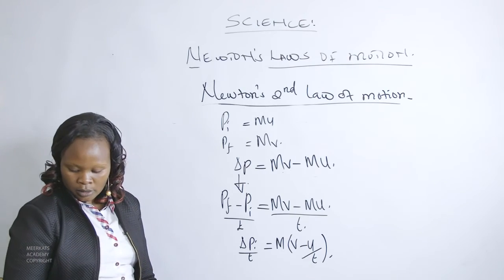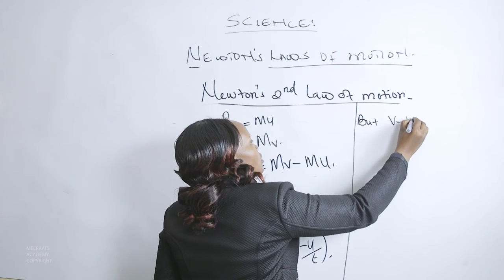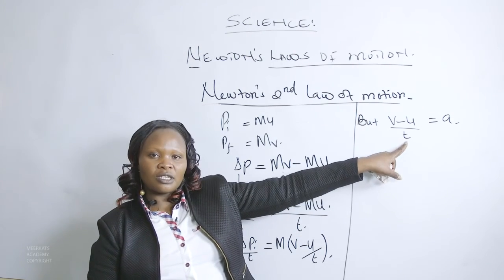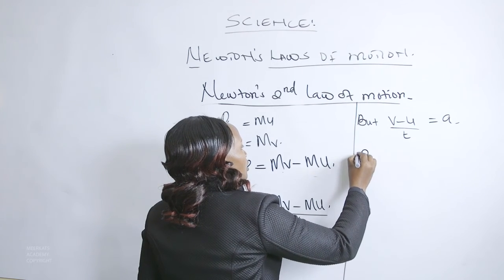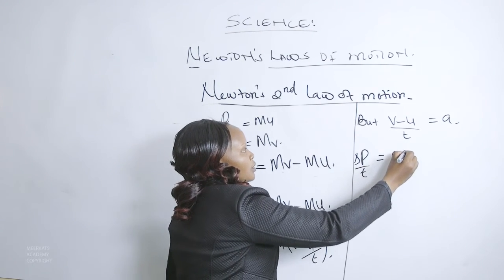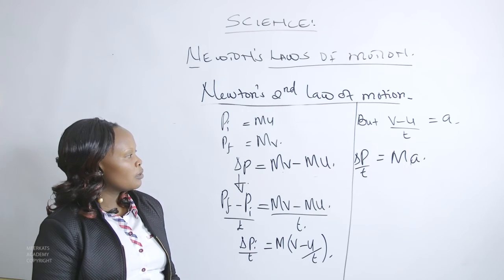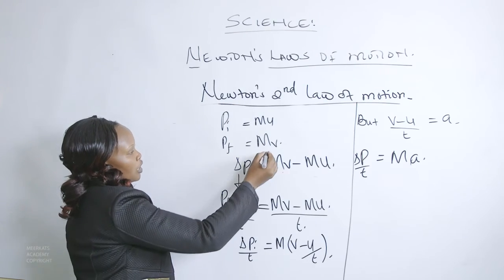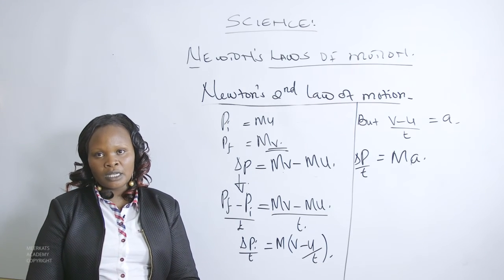But from the equations of linear motion, v minus u over t is what we call the acceleration. Therefore, we could substitute the same in our equation, so that now we have the rate of change of momentum being equal to mass times acceleration. Now, clearly, if we introduce a bigger force, our velocity will have changed a greater deal, and the same case will apply to a smaller force.